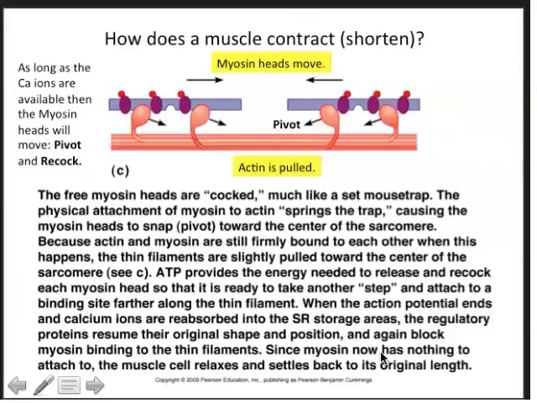So you can see that going on here, right? The pivoting of the myosin heads as they pull these actin filaments closer to the midline of the sarcomere. When the action potential ends and calcium ions are reabsorbed back into the endoplasmic reticulum of the muscle cell, called the sarcoplasmic reticulum, the regulatory proteins go back to their original shape and position, and they block the myosin binding sites from the thick filaments, and as a result, the myosin can't make cross bridges anymore, and now, since it has nothing to attach to, the muscle cell will relax and go back to its original length.